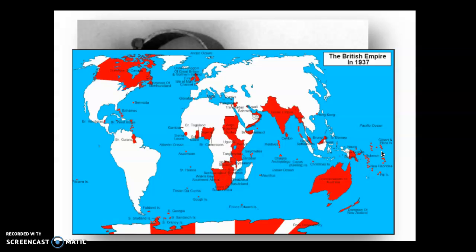Looking at this map of the world in 1937, we can see just how successful the British Empire was at establishing colonies, not only in present-day United States, but on all continents around the earth. We've got Canada and North America, South America, the Bahamas, Antarctica, Africa, of course, Europe, India, Middle East, Asia, and Australia.